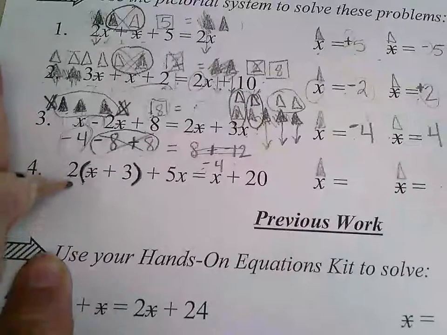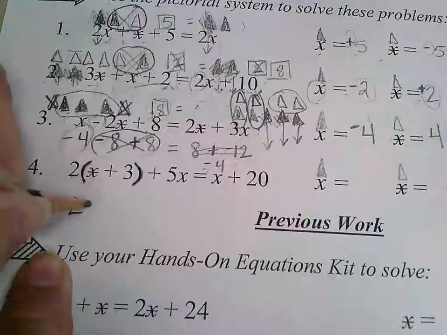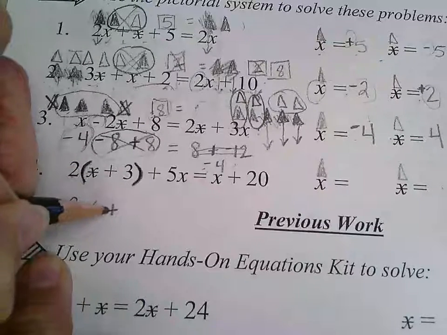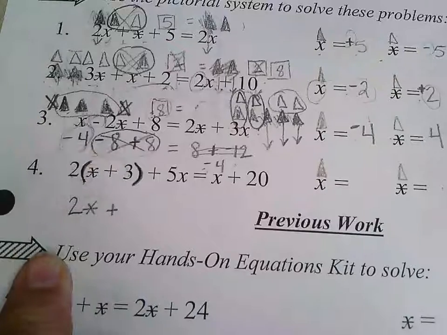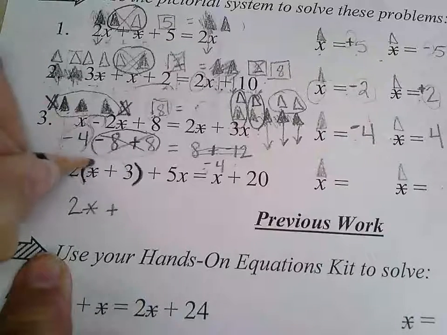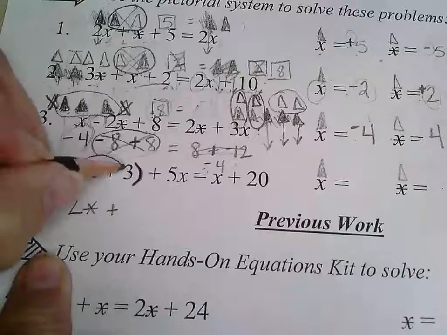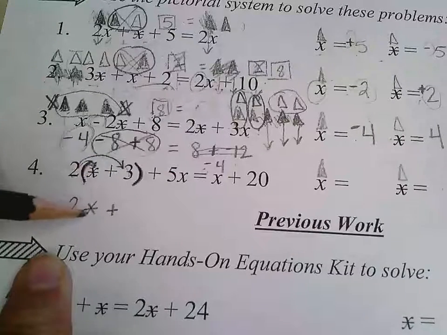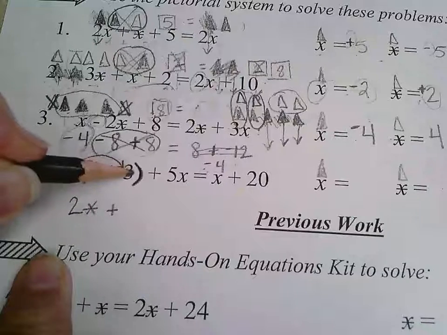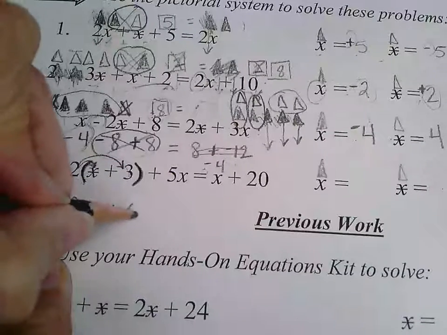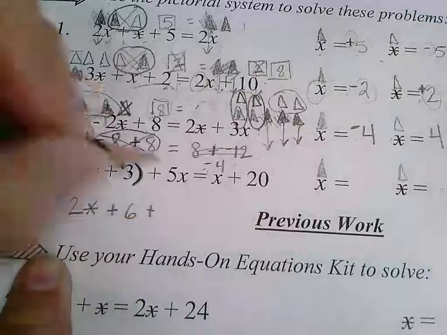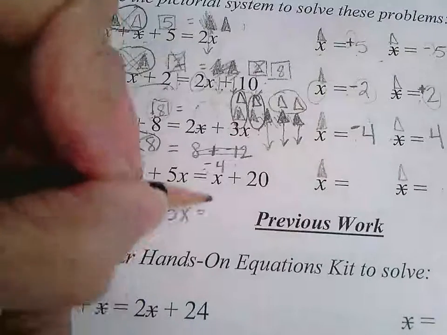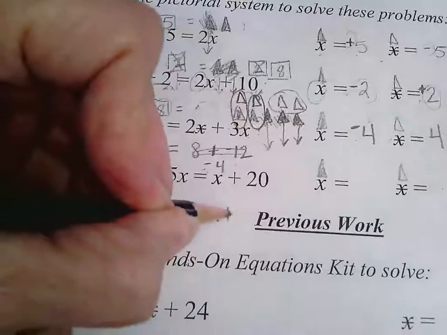So this actually is going to be 2 stars plus 2 times 3. And this is what I generally have my students do, is draw those arrows. 2 times the star is 2 stars. 2 times the 3 is 6, plus 5 x's is equal to x plus 20.